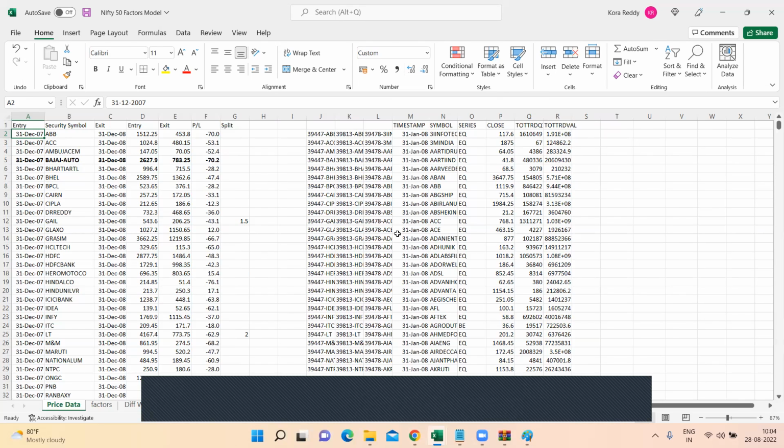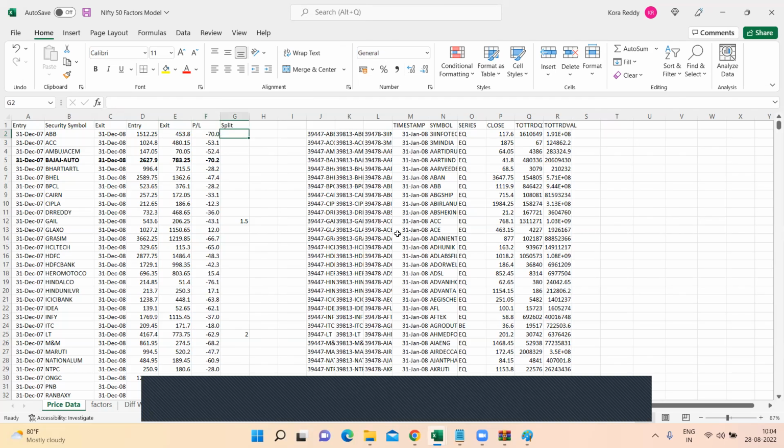Then what you have to do is, this is the 2007 price, December 2007. Entry is, we assume that we enter on the last trading day of the year, and exit is next year. And this is your P&L. It is simply E minus D, percentage wise.